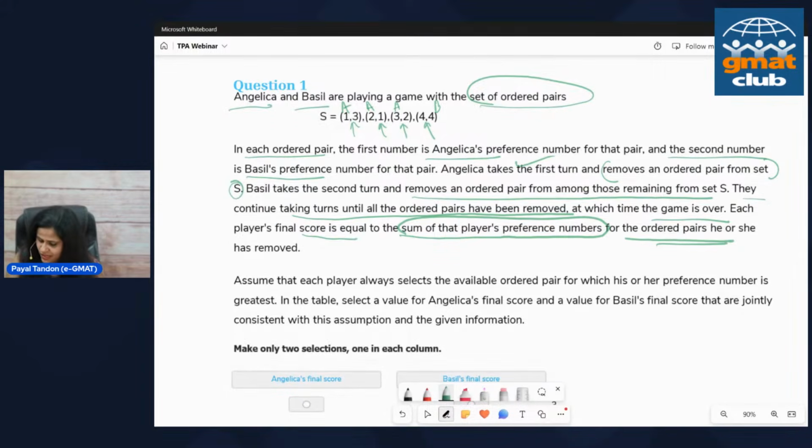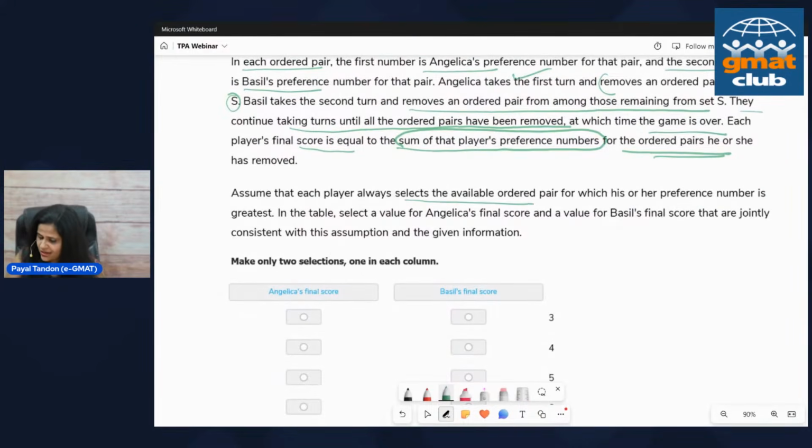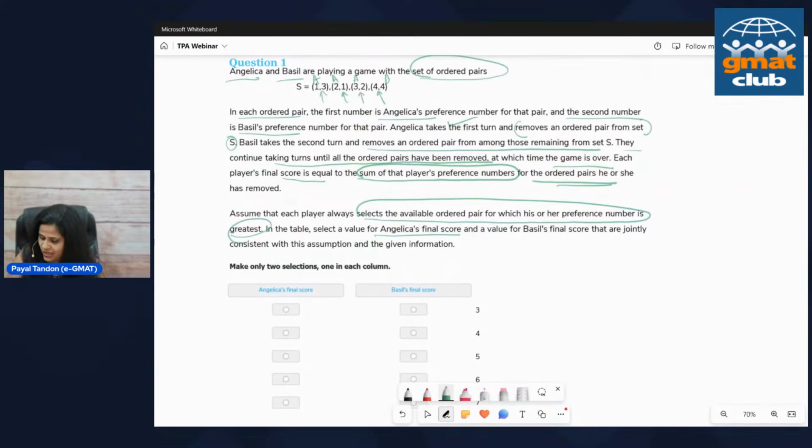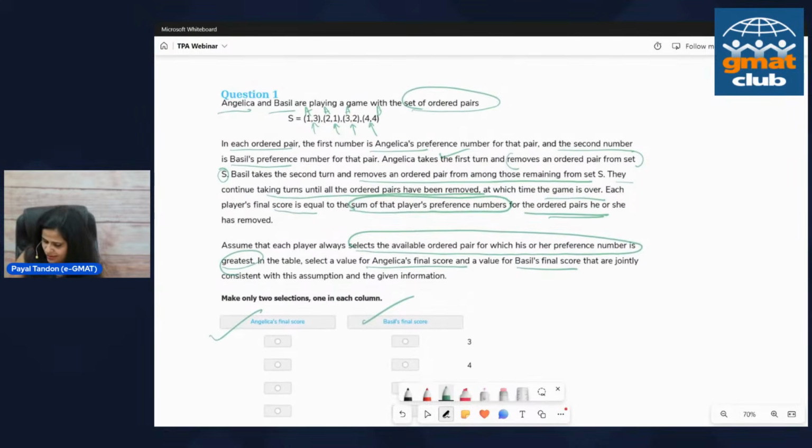Assume that each player always selects the available ordered pair for which his or her preference number is the greatest. So that is what I was looking for when I was reading the data set. And now I have that information that it has to be the greatest, right? My preference number has to be the greatest. So what I have to now select is the value for Angelica's final score and Basil's final score. So I have to now play the game. And here is how I'm going to do it.